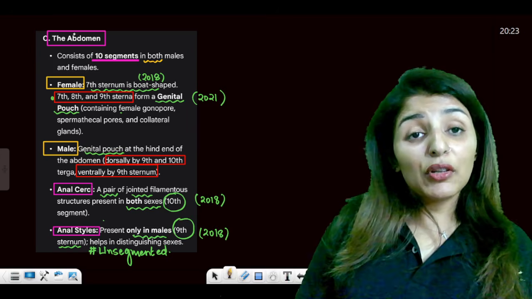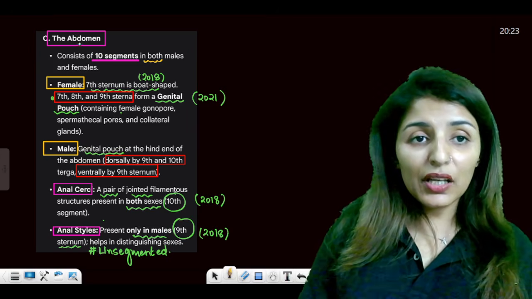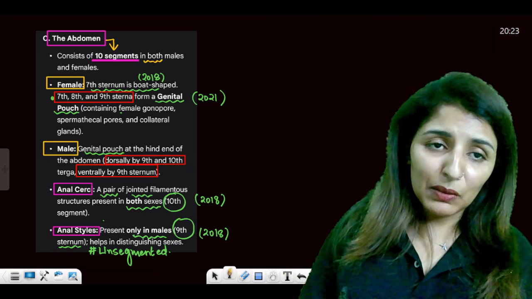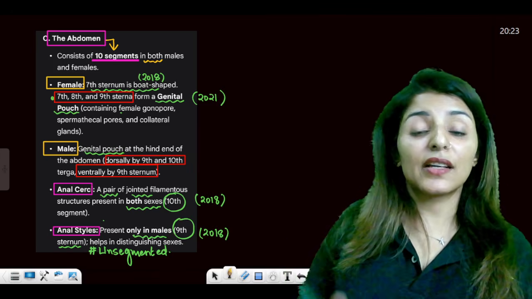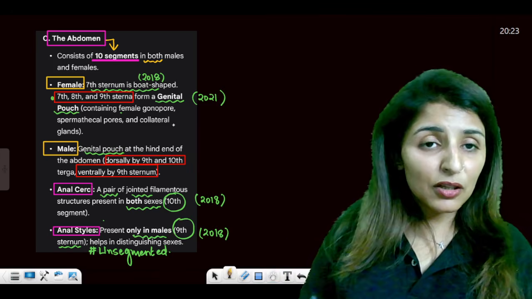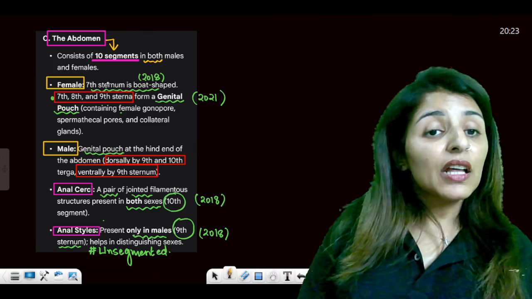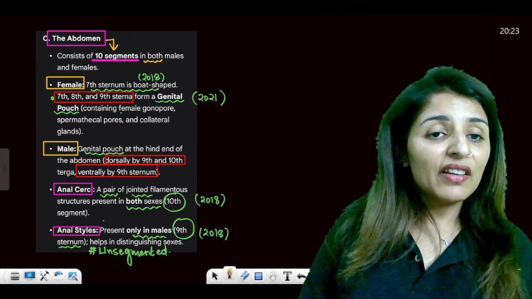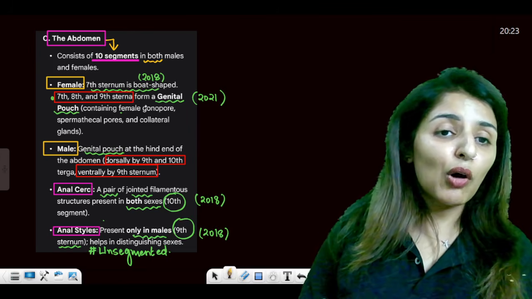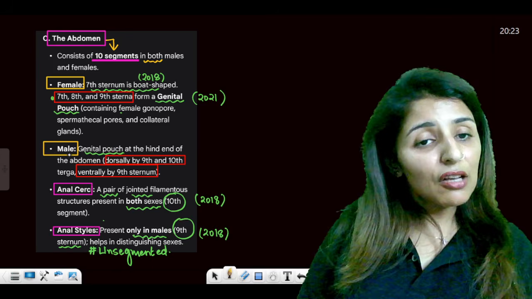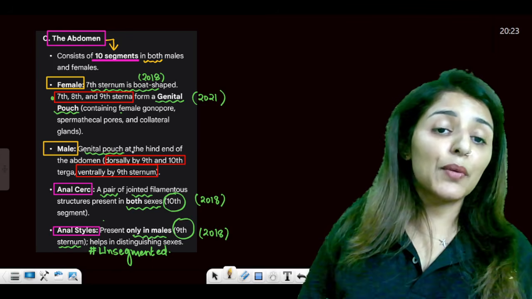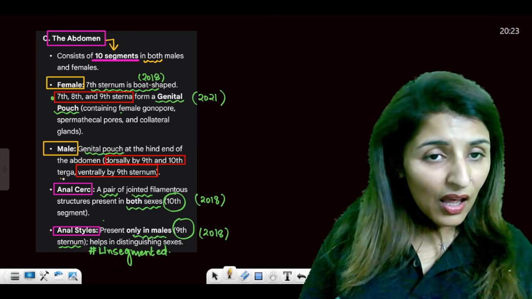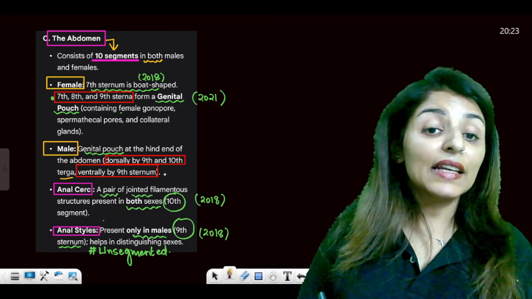Now, talking about the third region or the third segment of the body, which is abdomen. Abdomen consists of 10 segments both in males as well as in females. But the sexual dimorphism exists, that is, you can differentiate between male and female from the external morphology. So, talking about the female, the seventh sternum is boat shaped, 2018 question. And seventh, eighth, and ninth sternum, they together form a genital pouch. Then, in case of males, the genital pouch is present at the hind end of the body and dorsally covered by ninth and 10th terga, while ventrally it is covered by the ninth sternum.